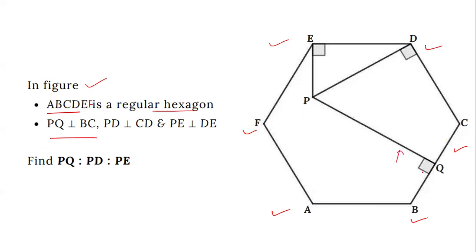BC. So you can see that this PQ is perpendicular to this BC. PD is perpendicular to CD, so this PD is perpendicular to this CD, and PE, which is this, is perpendicular to DE. So we know these three things. We have to find the ratio of PQ by PD by PE. So we have to find the ratio of this side to this side to this side. Let's see how we can solve this problem.